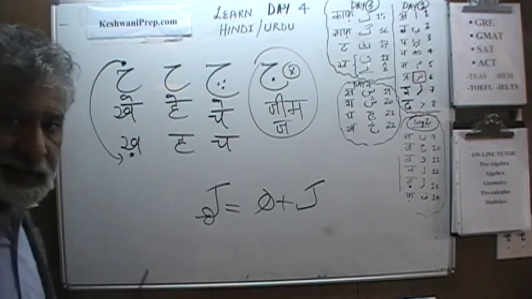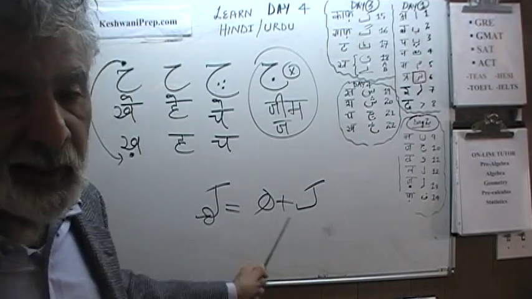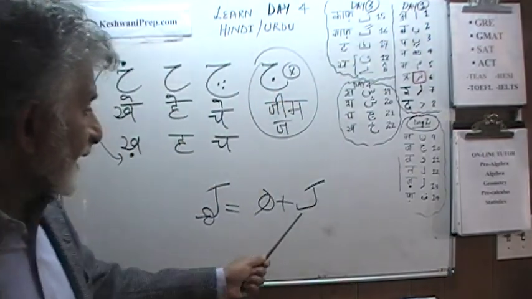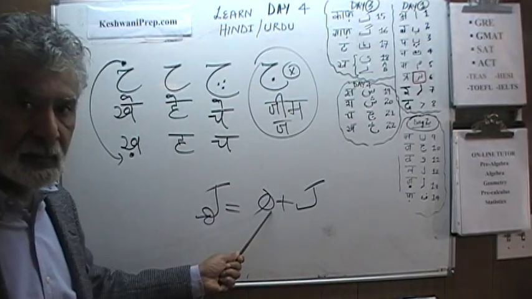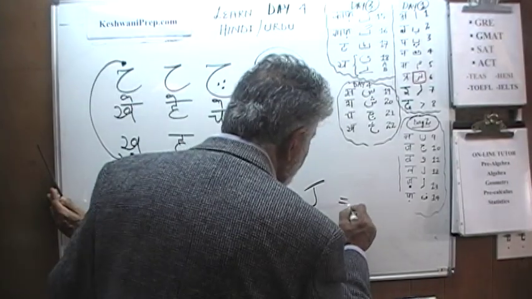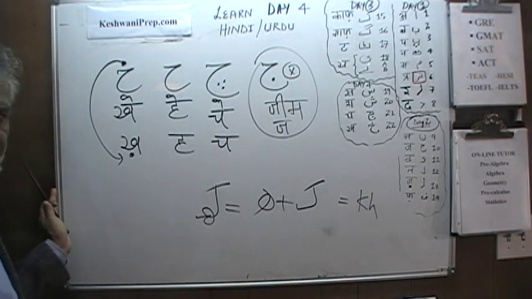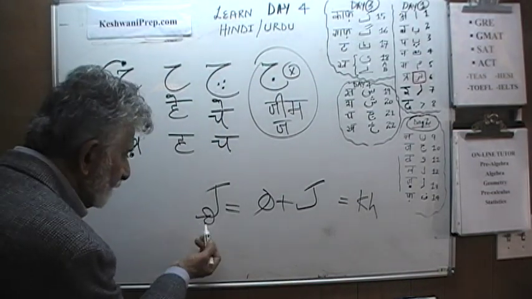For which, in Hindi, they do have a unique letter. We do not. In Urdu, we do not have a letter that makes the sound of kha. So what do we do? We put kaf and ha together, just like you would do in English. If you want to write ka in English, you'll put a K and an H. It's just like that. So, this is your kha.